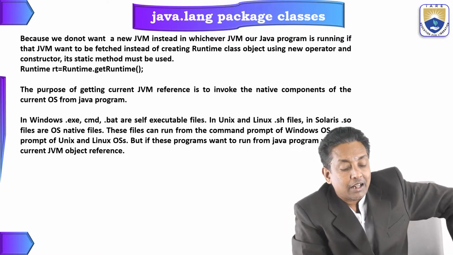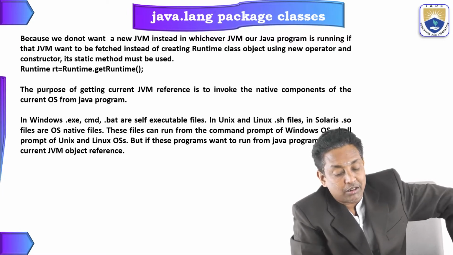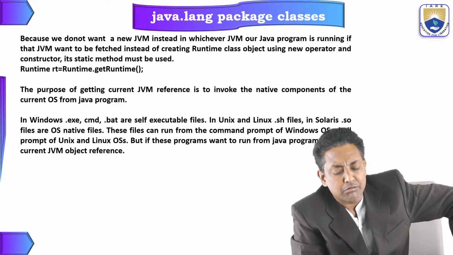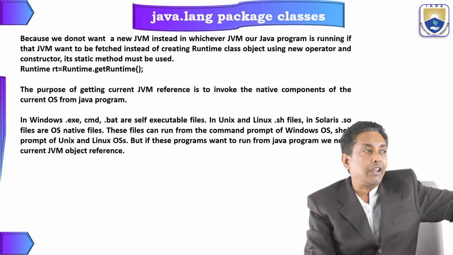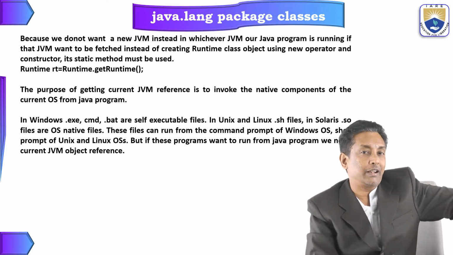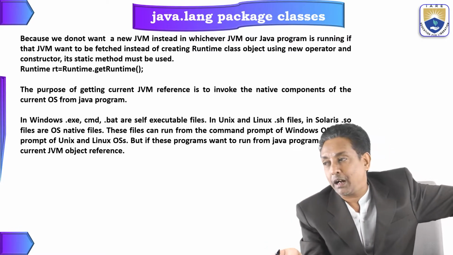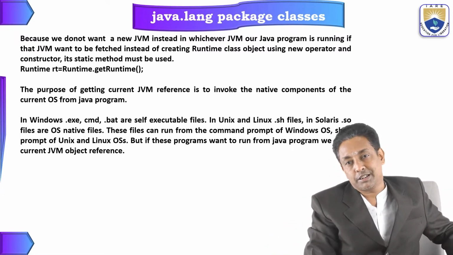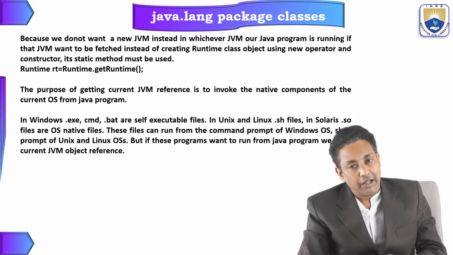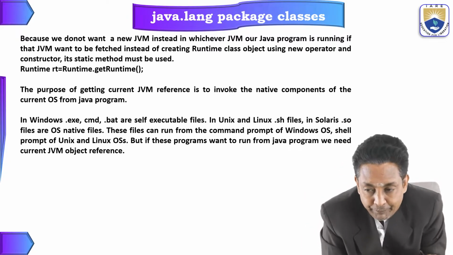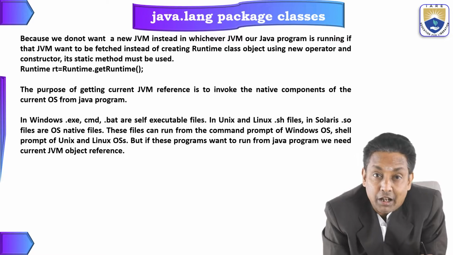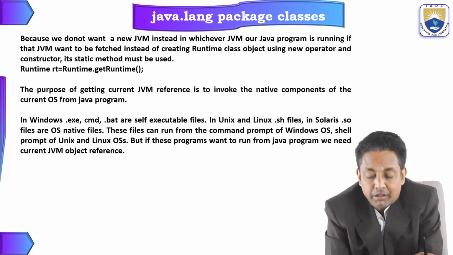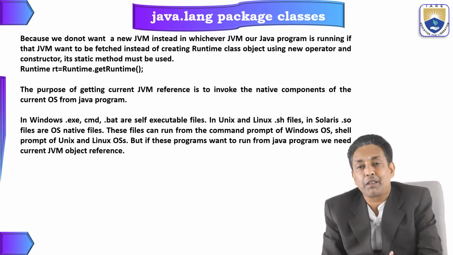The purpose of getting the current JVM reference is to invoke native components of the current operating system from a Java program. Native components means any components which come with your operating system, like MS Paint, Notepad, calculator, or our Java compiler itself, Java interpreter itself. Any command, such as network commands, operating system commands, or file and directory commands, if you want to run them from the Java program. So how do you do it?